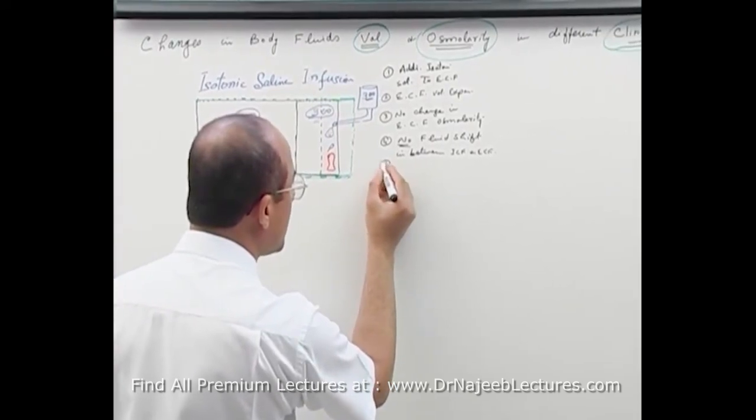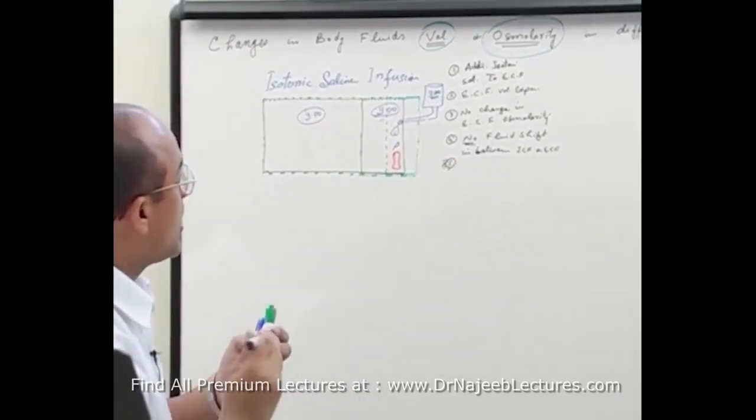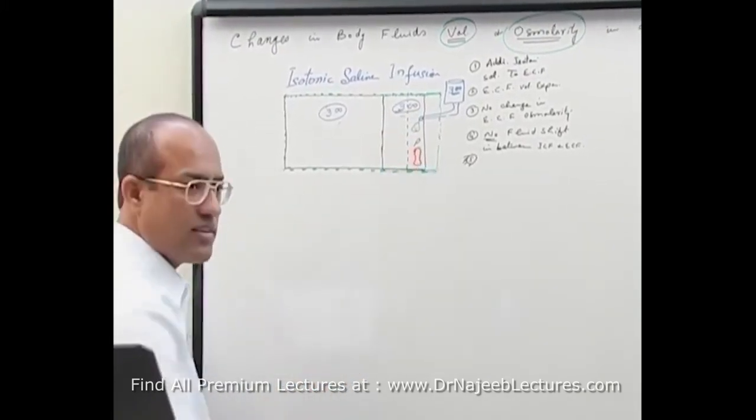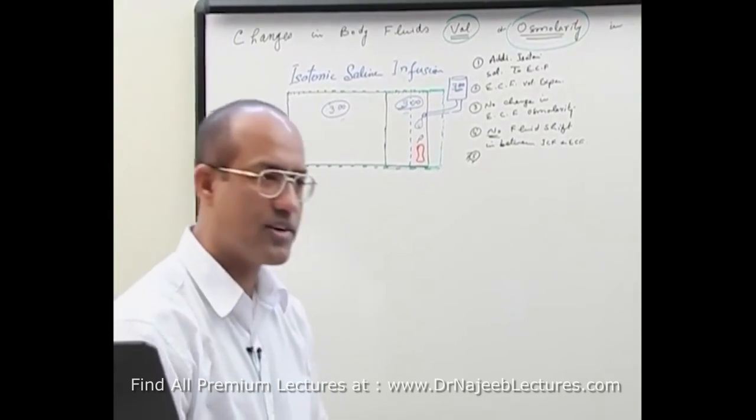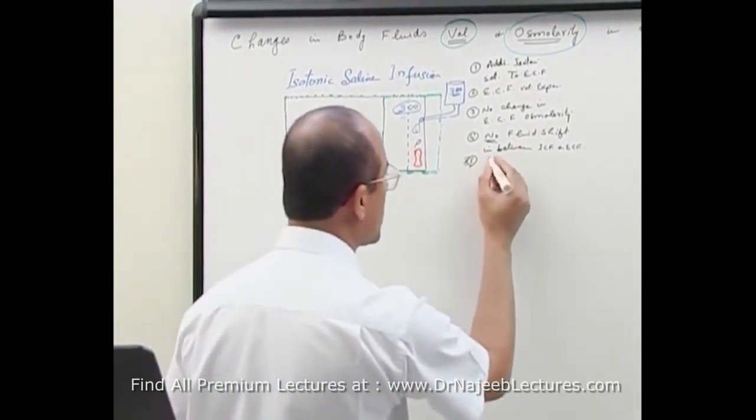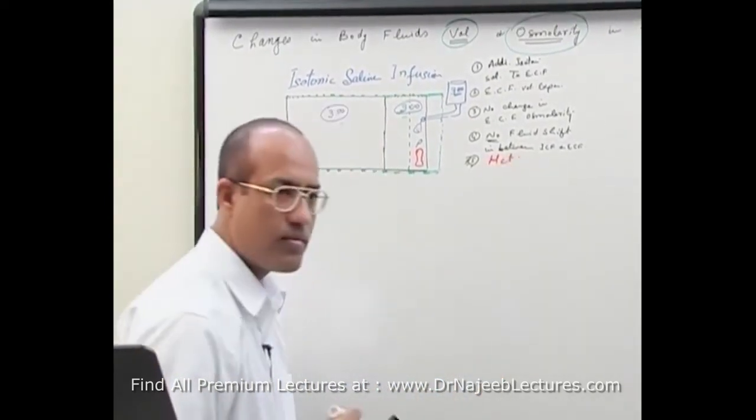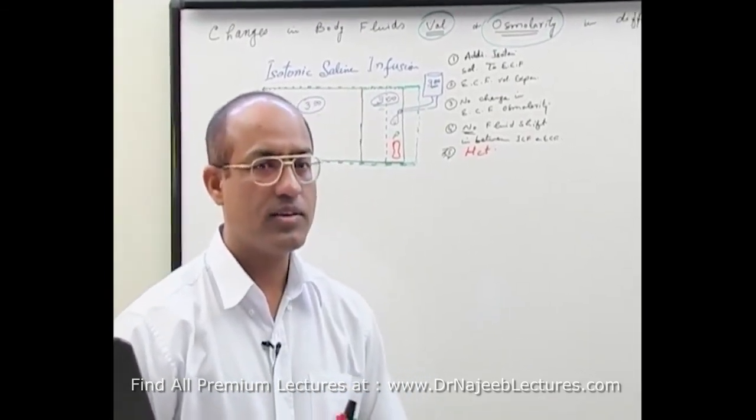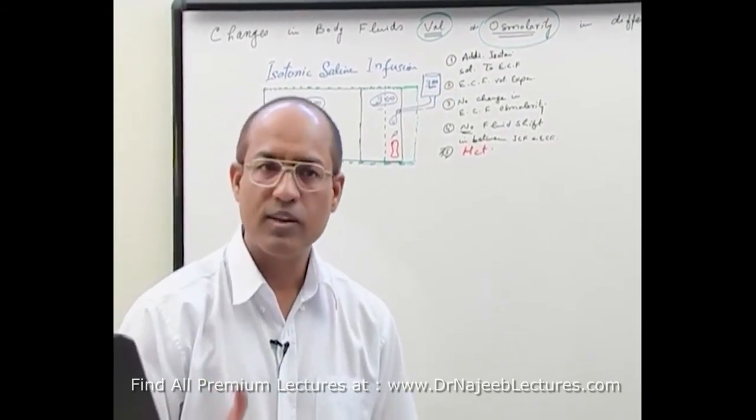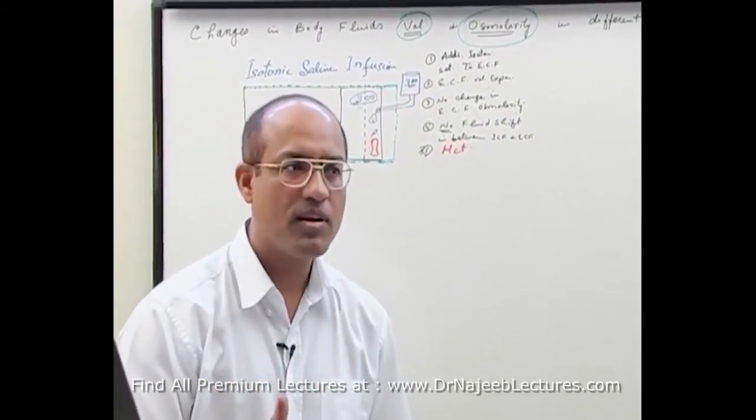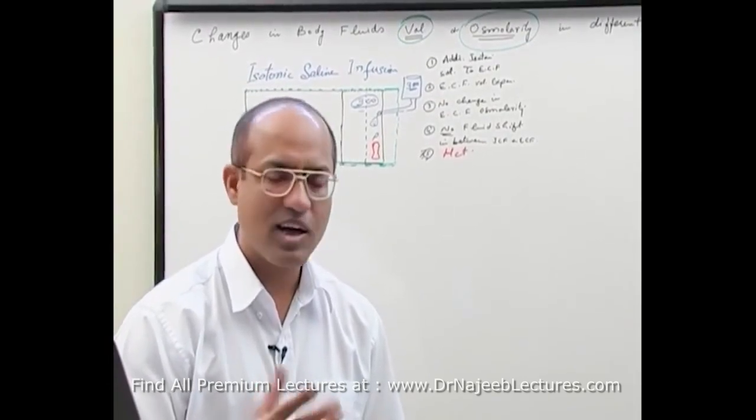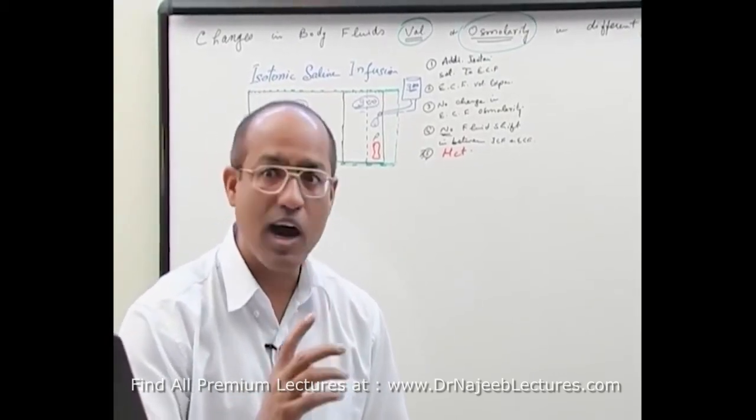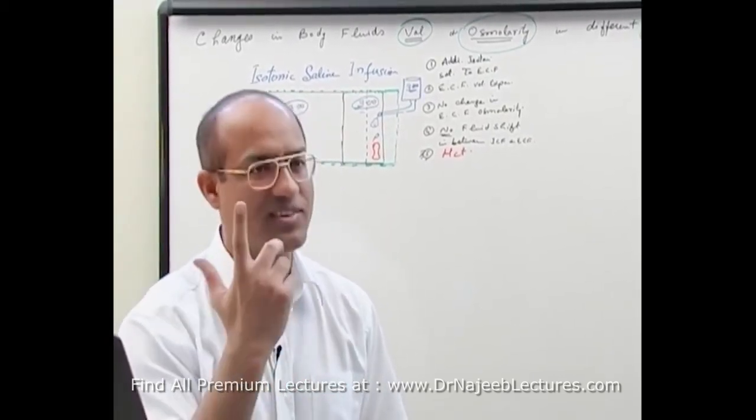Point number 5. Now you have to be careful about this point. When extracellular fluid volume increases, what will happen to hematocrit? Now you have to tell me first, what is hematocrit? Who will explain it? Hematocrit is the volume of blood occupied by red blood cells.